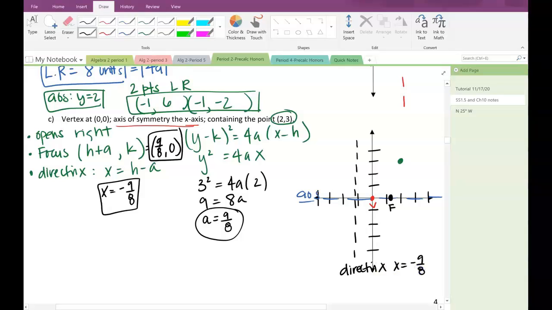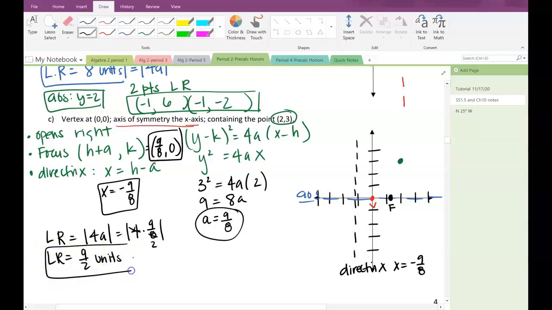All right. What I'm missing is actually my total length of the latus rectum. Okay. Total length is the absolute value of 4a. And we see that a is 9 over 8. So that's going to be 4 times 9 over 8. That will give us a total distance. Let's reduce, so 9/2 units. So that means it's 4.5 units, okay?